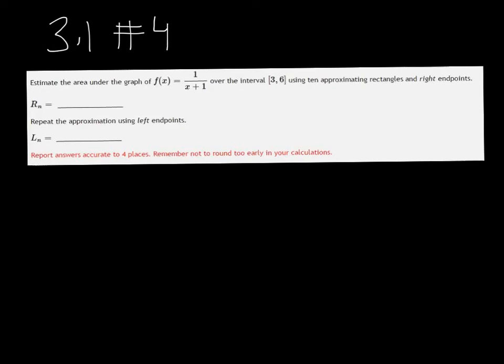Okay, here we are trying to find the area, or estimate the area under the graph of f of x equals 1 over x plus 1, over the interval from 3 to 6, using 10 approximating rectangles and right endpoints.